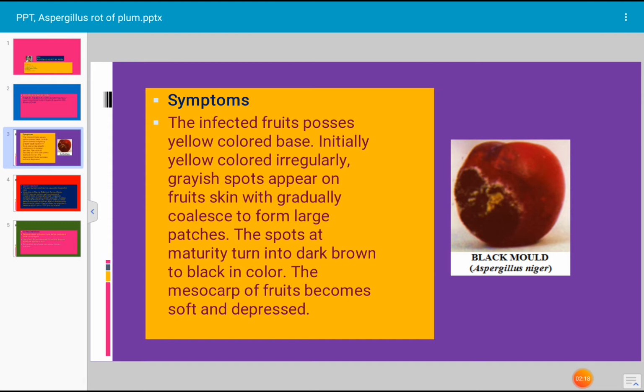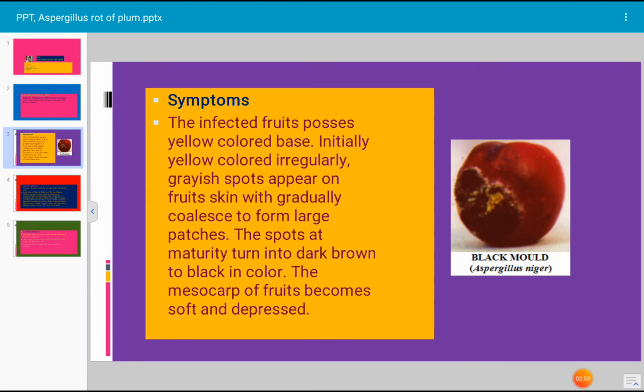Infection starts at the stem end region of the fruit, but the infection can also start at an injured region of the fruit at any stage of fruit development. Mature stored fruits are highly susceptible to infection by the black mold fungus. Aspergillus is also known as black mold fungus because a moldy growth develops on the infected region. The spores produced by this fungus are dark black in color.